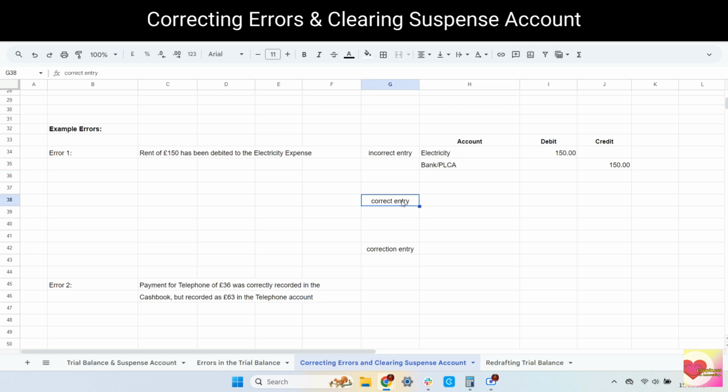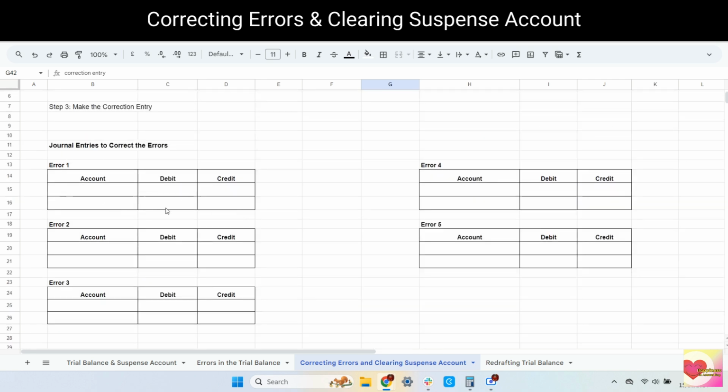Next, let's enter the correct entry. This is the entry that should have been done. So let's enter rent in debit, and then for the credit entry, it's correct, so there is no change. Now let's make the correction entry. The correction entry is the journal entry to correct the errors, so we will transfer them here.